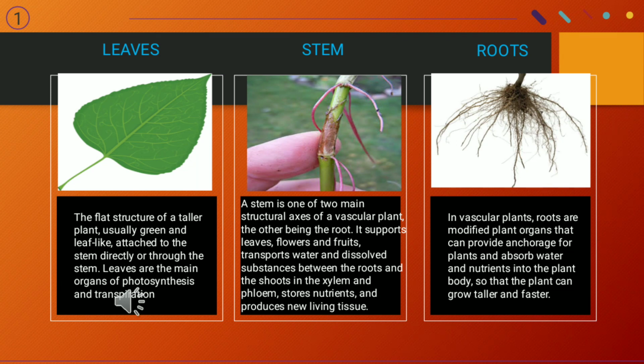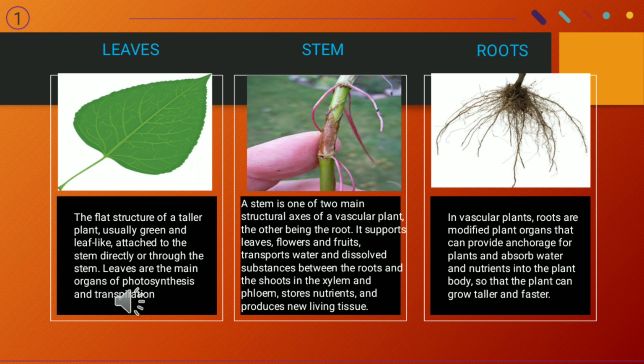Stem. Stem is the other of a vascular plant's two primary structural axes. It supports leaves, flowers, and fruit, and also transports water and dissolved substances between the roots and the shoots in the xylem and phloem, and also stores nutrients and develops new living tissues in the xylem and phloem.